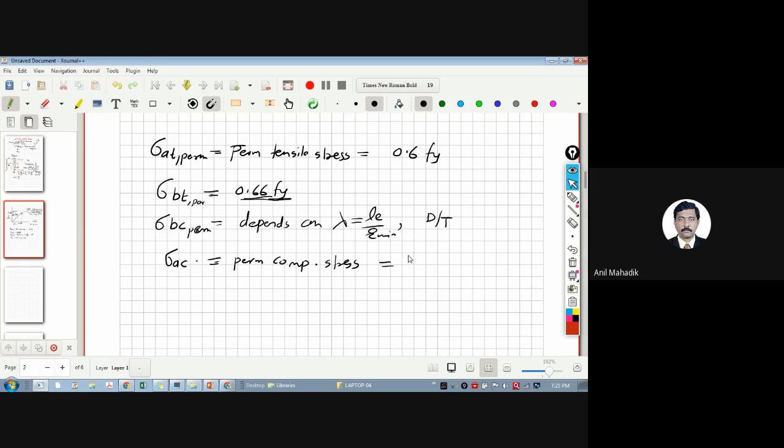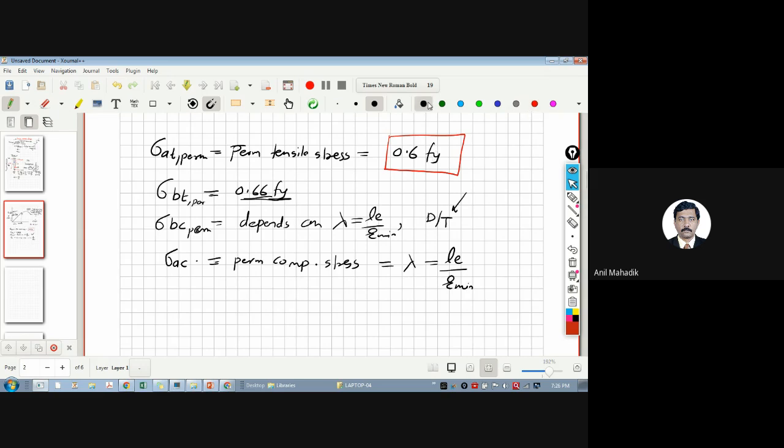It also depends on slenderness ratio, LE upon r minimum, but it has nothing to do with D by T. We will see what D by T is later. For the tension member design, we are only bothered about this number, the axial tensile stress. So this is your permissible stress given in the code.